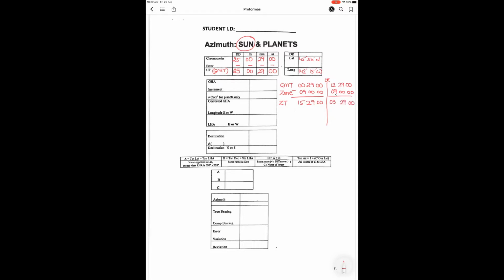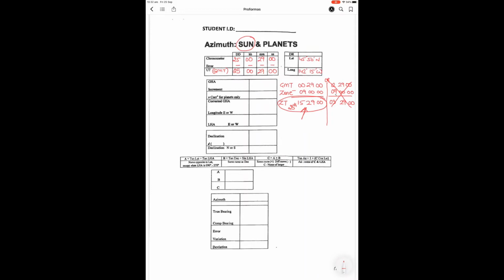So how do I know which is the correct GMT time? Now the zone time is 25th of October 15:29. This is given to me in the question. So 25th of October 15:29 is the zone time, and this is the case where the zone time matches the one given to us in the question. So I will cancel this out.